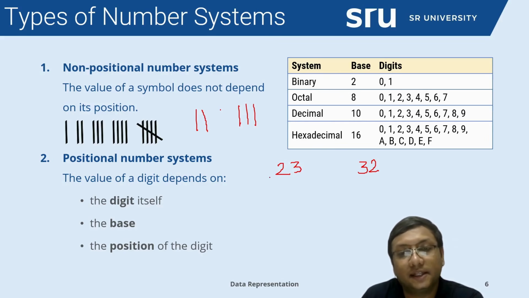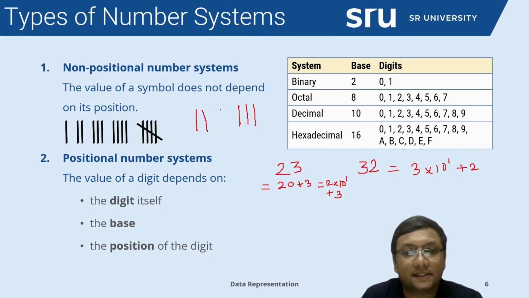Now how is the base useful here? Because 23 means 20 plus 3. 20 plus 3 means 2 into 10 plus 3, or 2 into 10 to the power 1 plus 3. And 32 means 3 into 10 to the power 1 plus 2. So in both cases the value depends on the digit itself, on 3, on 2, and the base is 10, and based on the position the power of 10 is decided.